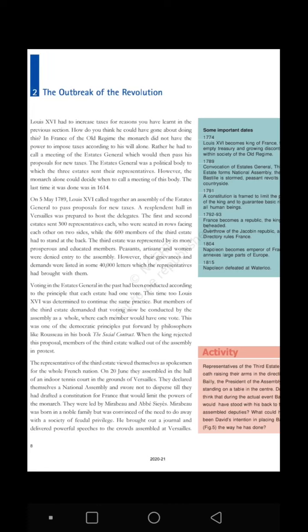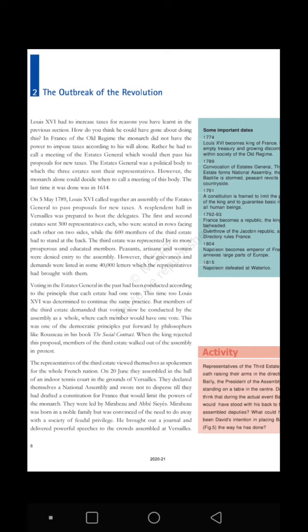Mirabeau was born in a noble family but was convinced of the need to do away with a society of feudal privileges. He brought out a journal and delivered powerful speeches to the crowds assembled at Versailles.